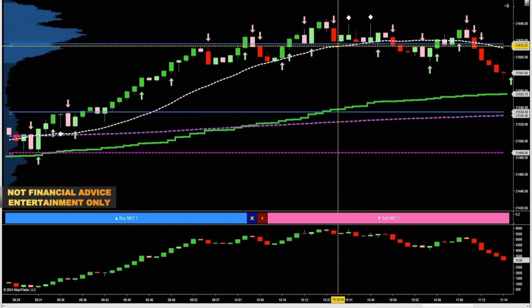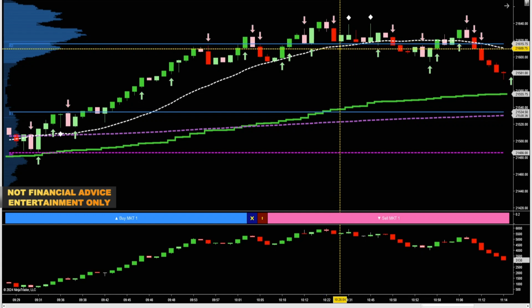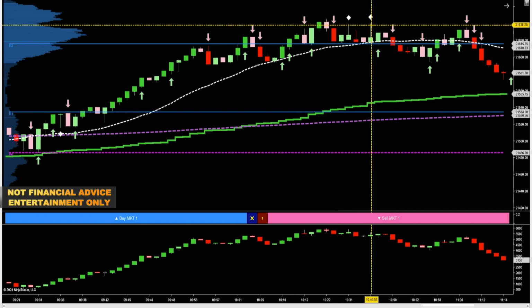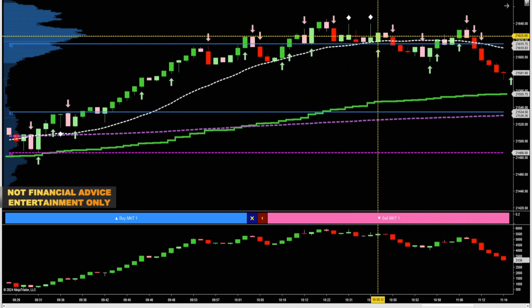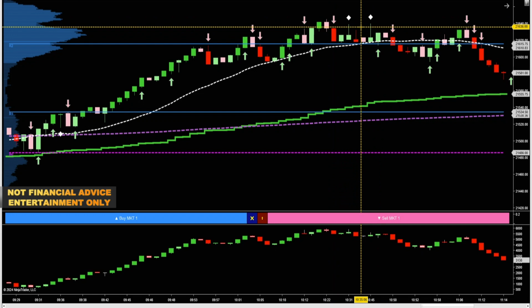We got the 20 here. I would not want to get into any shorts till we break below both of these key levels. We get a couple of wick signals to the downside. Same thing, waiting for a break of these two levels.